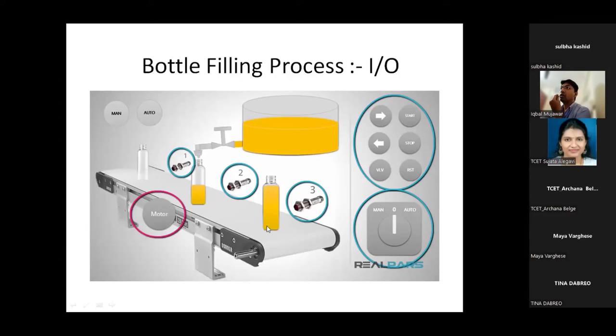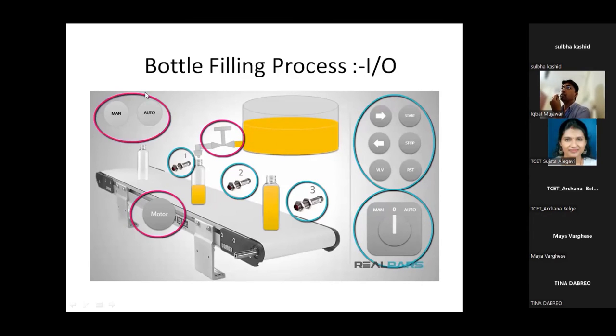The motor is there to control the conveyor belt to move it in forward and backward direction. The solenoid flow control valve is there to control the flow. And some LED lights are there to identify whether the system is running in manual mode or auto mode.